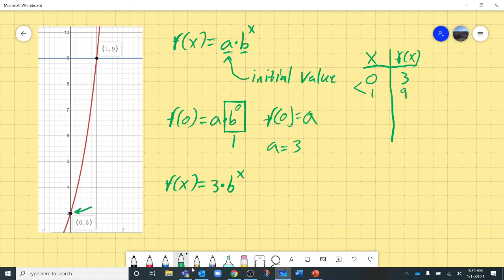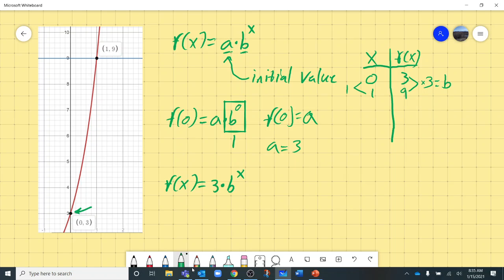And right here we have an increase of 1. And in here, remember, for exponential functions, this is plus 6, but we're not looking for that. What we're looking for is what would you have to multiply or divide it by to get to the next value. And to get from 3 to 9, we have to multiply by 3, right? And so that is going to be our b value.